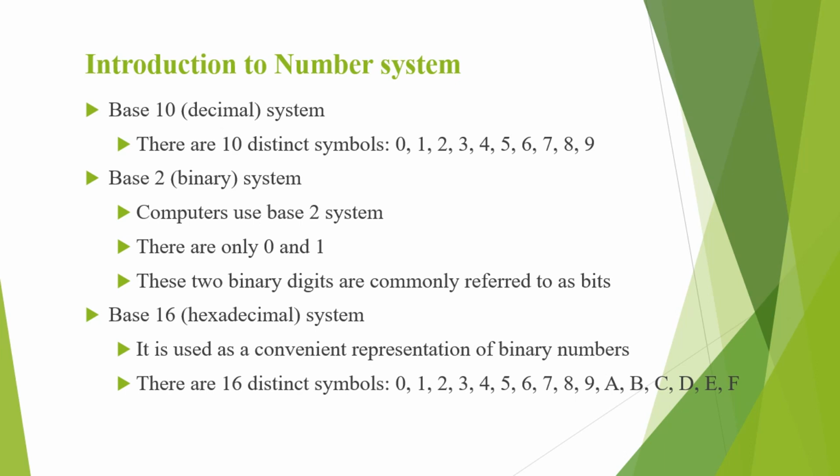Next is the base 16 hexadecimal system. It is used as a convenient representation of binary numbers. In this there are 16 distinct symbols, that is 0 to 9 and A to F.